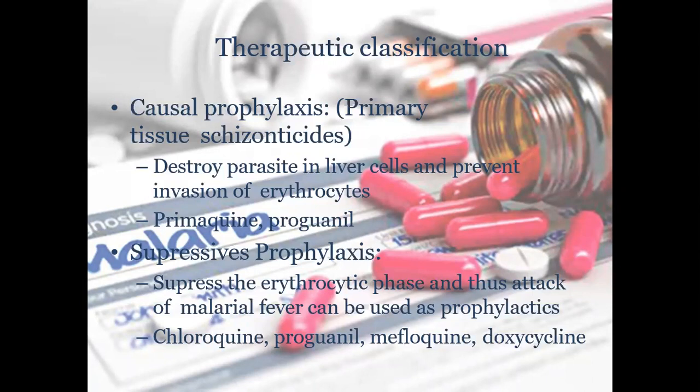Then suppressive prophylaxis. It suppresses the erythrocytic phase, and thus attack of malarial fever can be prevented. So if the invasion occurs, like the parasites go to the bloodstream from the liver, in that case the drug suppresses the erythrocytic phase, and thus it can be used as a prophylactic. The drugs used in this prophylaxis are chloroquine, proguanil, mefloquine, doxycycline, etc.